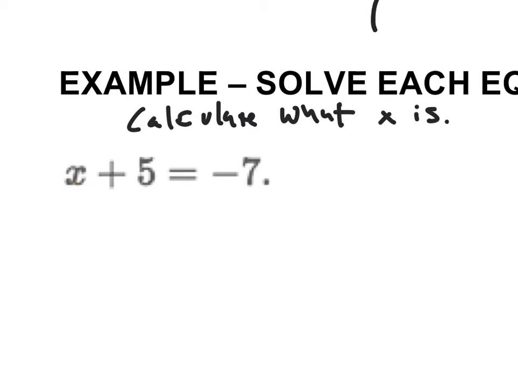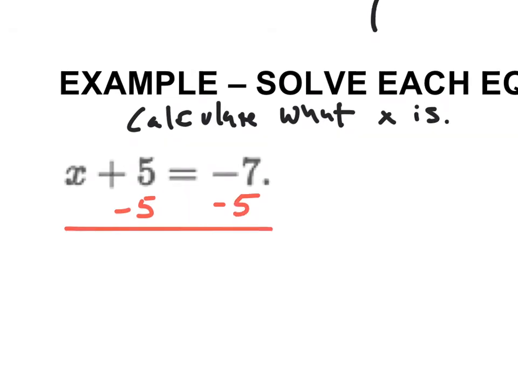And when I solve this equation, I want to do the opposite. So I have this plus 5, and in order to solve this, I want to do the opposite of adding 5. The opposite of adding 5 would be to subtract 5. But if I do it on this one side of the equal sign, I have to also do it here. So I'm going to subtract 5.